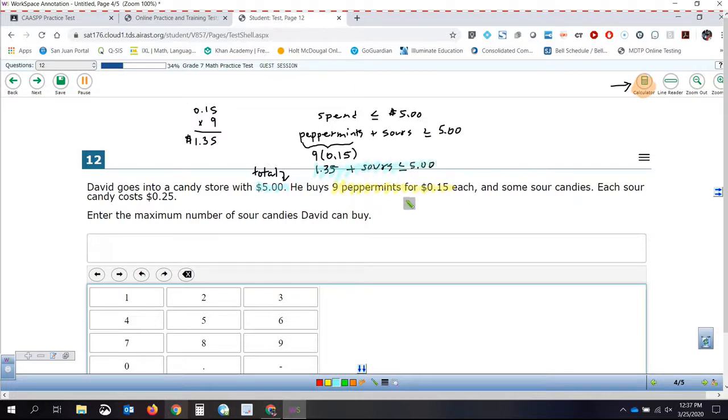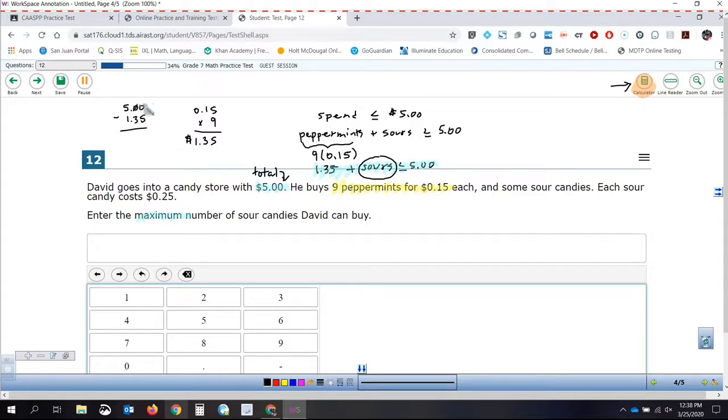So what we have right here is an inequality. Now, if I put equals instead of less than or equal to, it would be an equation. But because it says what is the maximum he can buy, that means he could buy that many or less. So if I want to know how much he can spend on sours, what do I need to do? I need to take away the amount that he has spent on peppermints. So I'm going to go back over here and I'm going to do $5 minus $1.35.